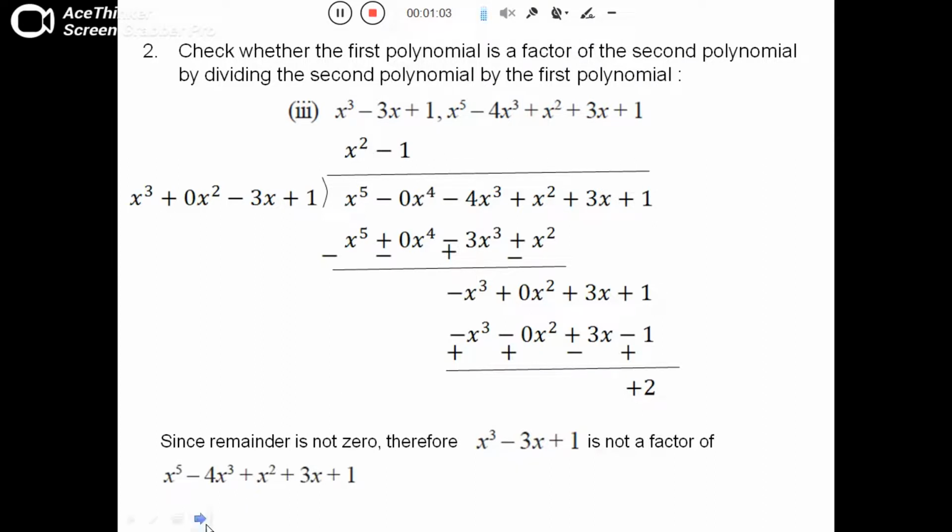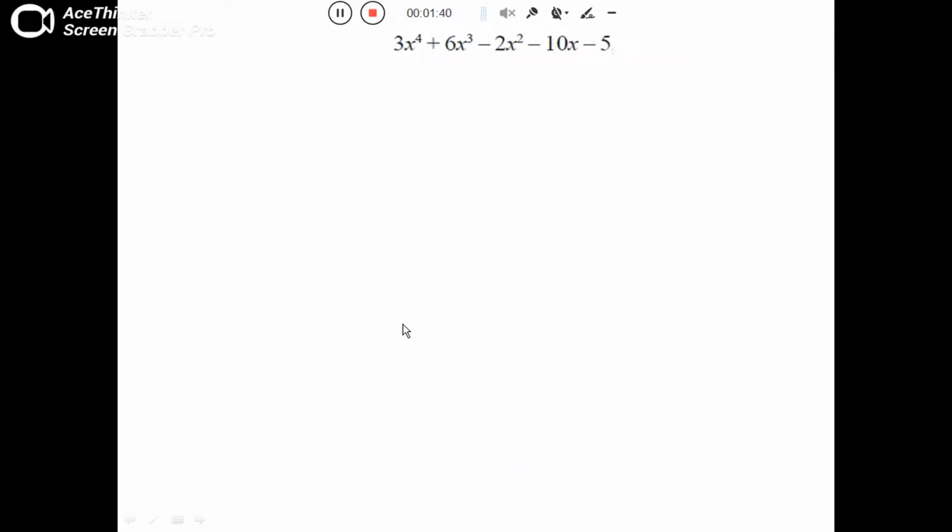X raised 5 minus 4x cube plus x square plus 3x plus 1. Understood, students? As the remainder is not 0, it is proved that this first polynomial is not a factor of the second polynomial. So keep it in mind. If in your division the remainder is coming 0, then directly you can say that this first polynomial is a factor of the second polynomial. Okay, let us see the next question.